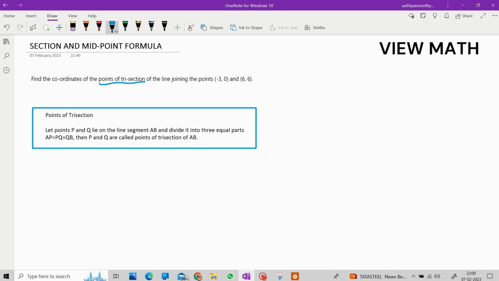So what is given is there is a line segment AB. Now let me draw a line segment AB.